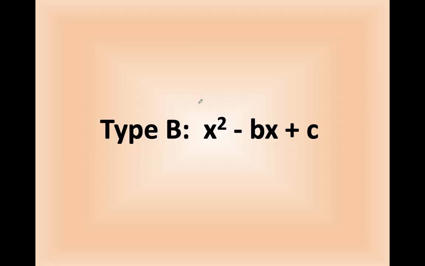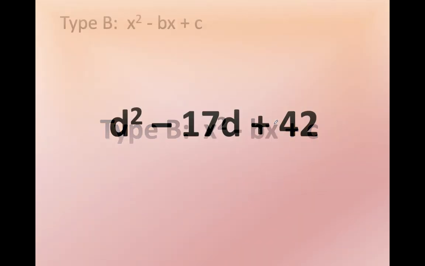Okay, our next type is where you're going to have a subtraction sign in front of just the bx term. So it's x squared minus bx plus c. So we still have the same questions. What two numbers multiply together to give us c? But in this case, we want them to add together to give us a negative b. So we have to be very careful considering some negative factors as well.